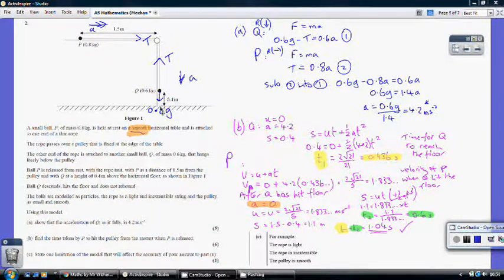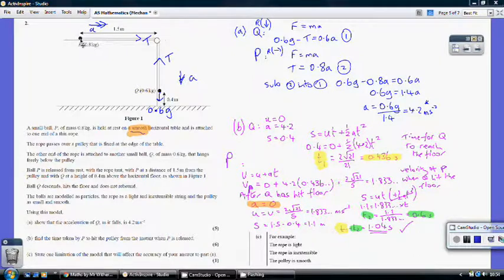Now, once Q hits the ground, the rope will become floppy. It won't be taut anymore, and it's just going to cruise along. It won't be accelerating anymore. It's just going to cruise along until it hits the pulley. So we've got two periods of time. The first period of time when it's being pulled along by Q, and secondly when it's just cruising with the rope no longer taut until it hits the pulley.